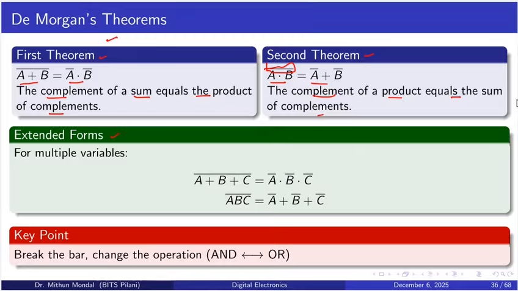In its extended form, we can have multiple variables. Here we have 3 variables, a plus b plus c, that is a sum, and then we do the complement. So we get the product of its own complements, a, b, and c complement. Similarly, if you have the product a, b, c, and then we do the complement, we will have a complement plus b complement plus c complement. What is the key point? You can break the bar and change the operation from AND to OR.